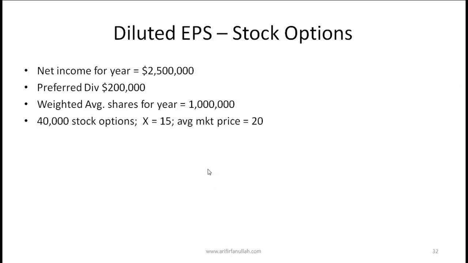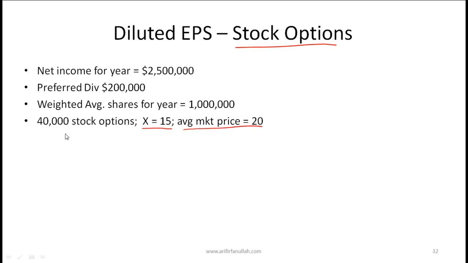Okay, some other kinds of securities that might create dilution include stock options. So let's look at a quick calculation here. Let's say you have again a situation where net income is 2.5 million, preferred dividend 200,000, weighted average number of shares is 1 million, and the company has issued 40,000 stock options to its senior management. These stock options have an exercise price of 15 and an average market price of 20.